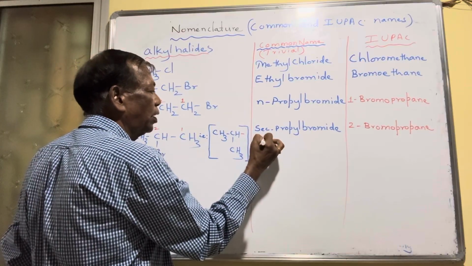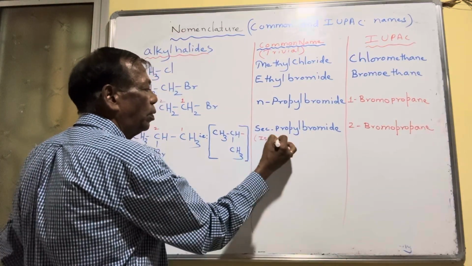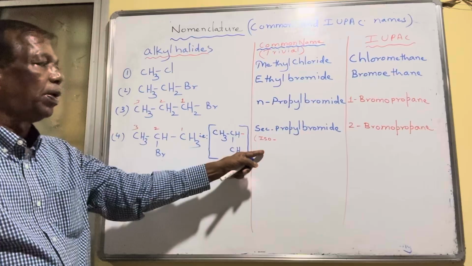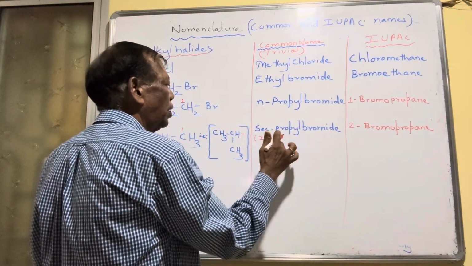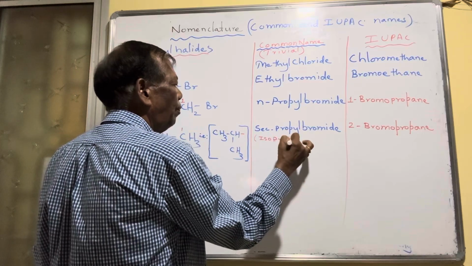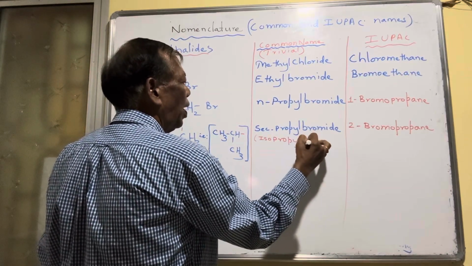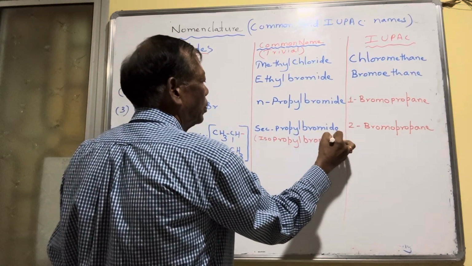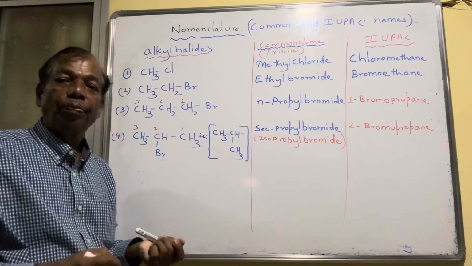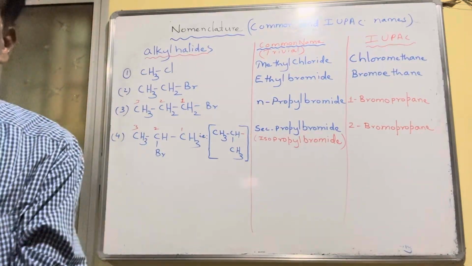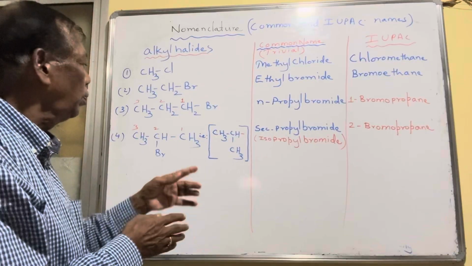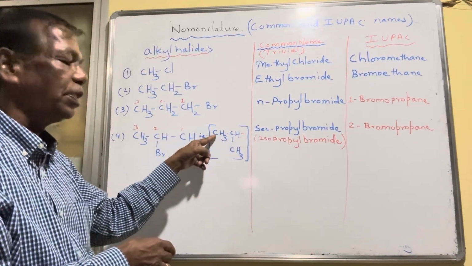I can write it as capital iso. So iso group, isopropyl bromide. Nowadays they write it as isopropyl bromide. So the moment I write iso, at once it should come to your mind that the group should be CH, CH3, CH3.